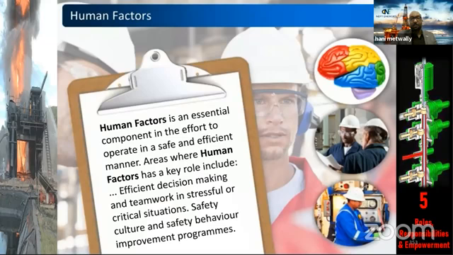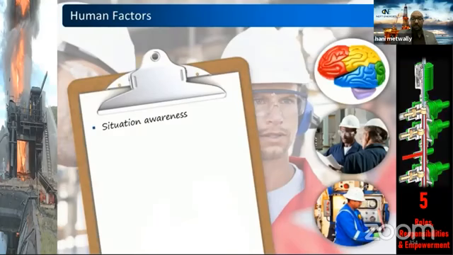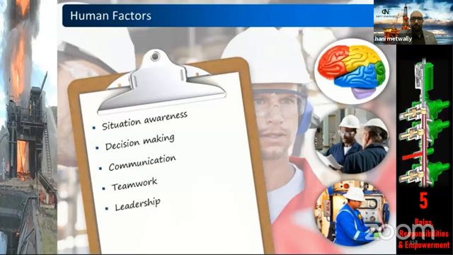Lastly, the human factor is an essential component in the effort to operate in a safe and efficient manner. Areas where the human factor has a key role include efficient decision making, teamwork in stressful or critical situations, safety culture, and safety behavior improvement programs. So the human factor includes situation awareness, decision making, communication, teamwork, leadership, and managing stress and fatigue.